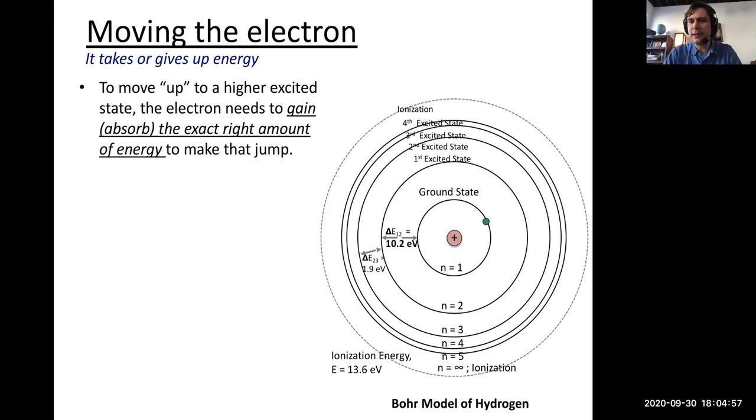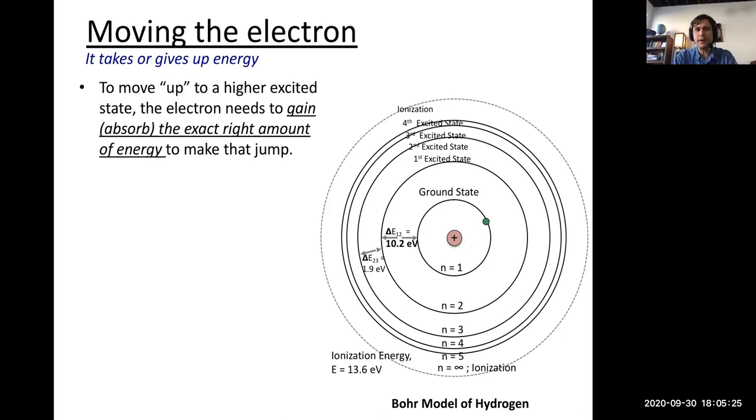So now I've put my little electron here. Here we have an electron and a proton. So we have a hydrogen atom with the electron in the ground state. Now, I do not expect you to memorize these numbers at all, but the energy difference between the ground state and the first excited state, for the electron to move up to the first excited state, it would need to gain 10.2 electron volts. That's the energy difference between those two levels.